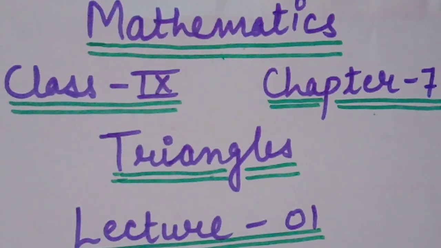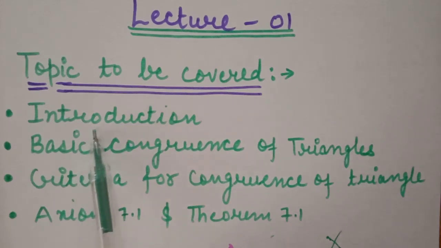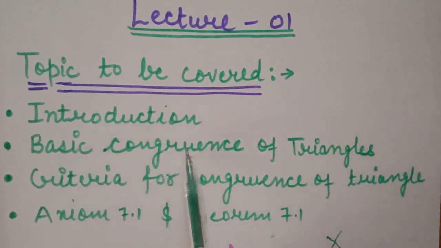So students, topics to be covered are first introduction. In introduction, we will recall some of your previous knowledge related to triangles, basic congruency of triangles, criteria for congruency of triangles. After this, axiom 7.1 and theorem 7.1. Now you know the difference between axiom and theorem, what is axiom and what is theorem, because of your previous chapter. So students, now we are going to start our lecture.